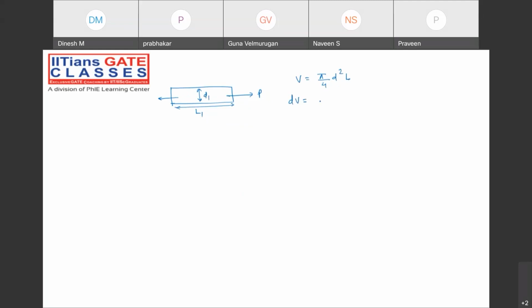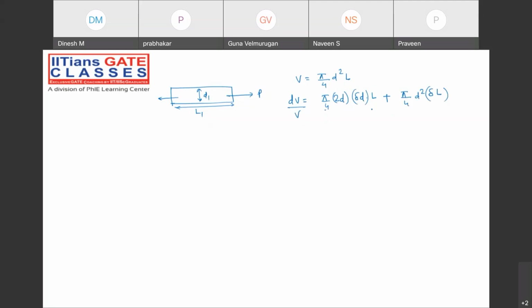What is the change in volume? Pi by 4. First of all, I am differentiating D. That will be 2D into delta D into L, plus again pi by 4 D square into change in the length. What will be the change in the length? Delta L. So I'm just following the chain rule.